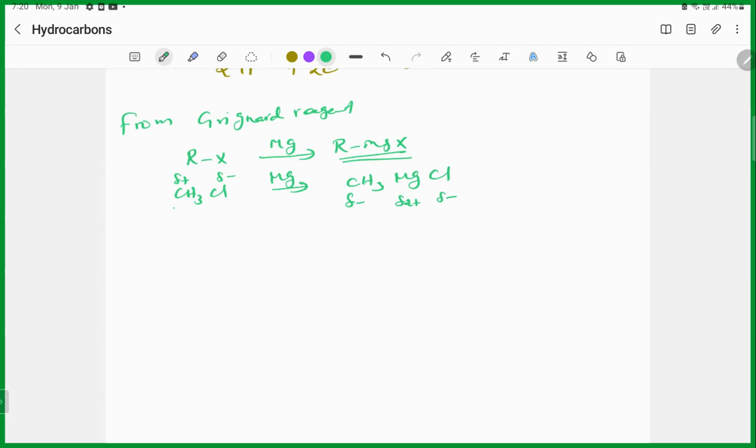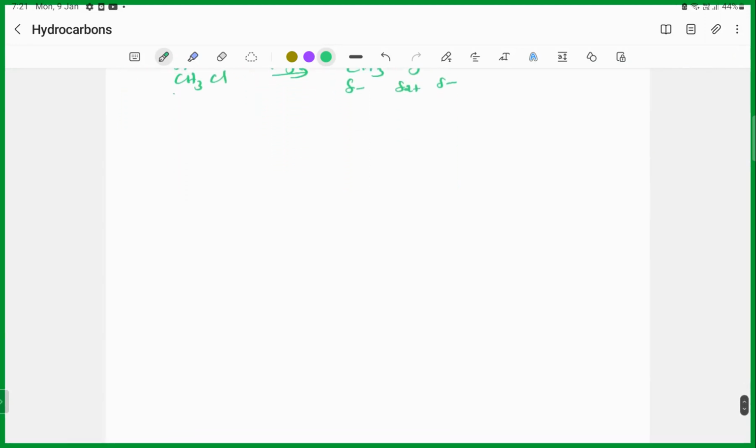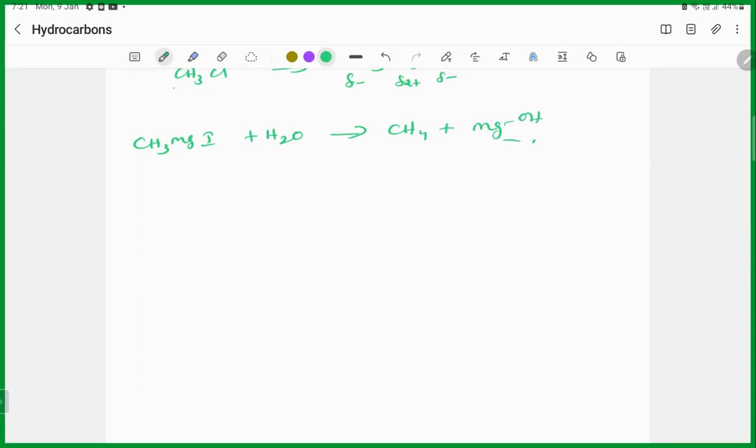This Grignard reagent can react with any other things. You can prepare alcohol, acid, ester, aldehyde, any type of homologous series, if you want to prepare by the Grignard reaction. That is the reason why it got the Nobel Prize also. So, as an example, you take methyl magnesium iodide. When you treat it with water, it will give CH4 plus Mg(OH)I.